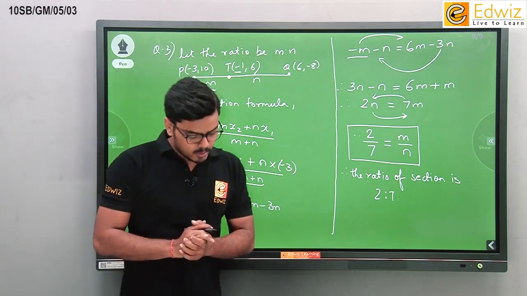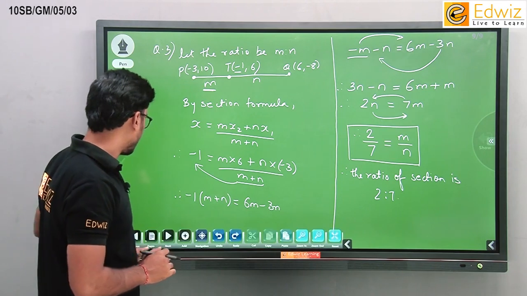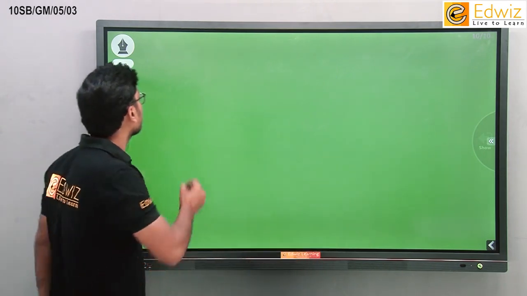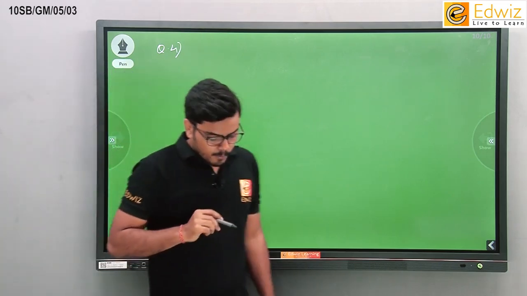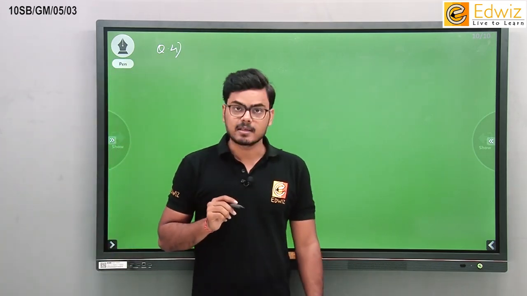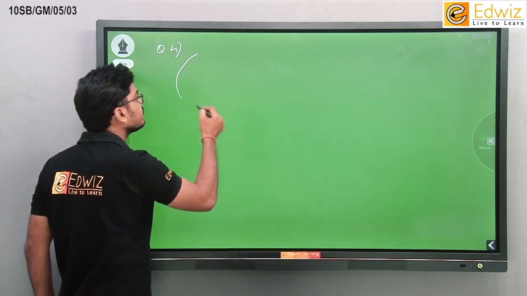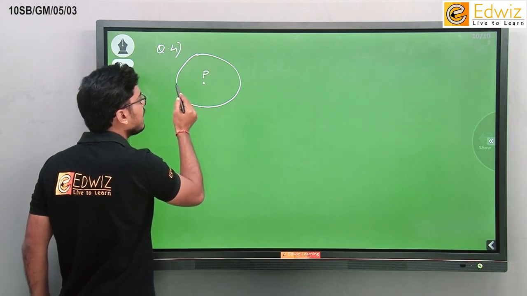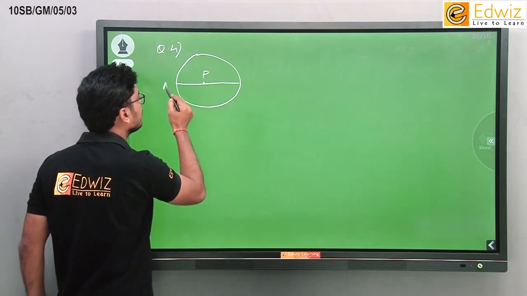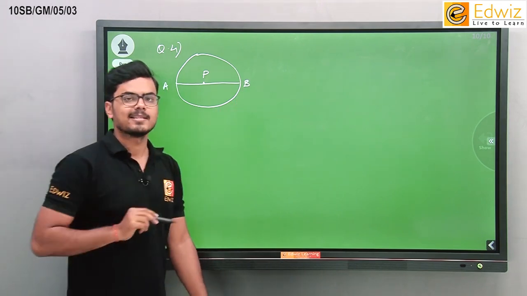Okay, so now let us go to the next question. Question number 4. Okay, question number 4. Point P is the center of the circle and AB is a diameter. So if I draw a circle, okay, point P is at its center and there is a diameter AB. Obviously, if it is a diameter, it will pass through the center.